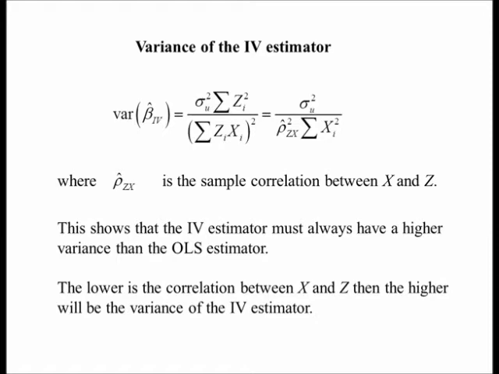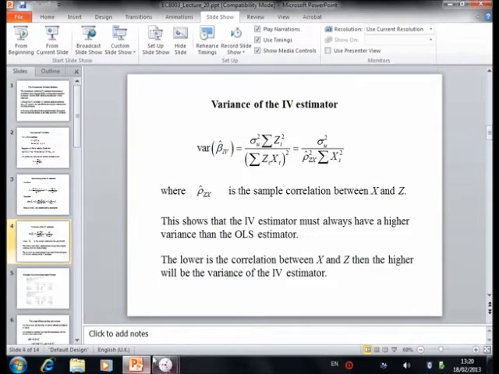And we can go a bit further than that. We can show that the lower is the correlation between x and z, in other words, the closer rho hat squared is to 0, then the higher will be the variance of the instrumental variable estimator. In other words, the less efficient that estimator will become. Okay, well, let's just spend a moment or two working through that to show where that expression comes from.